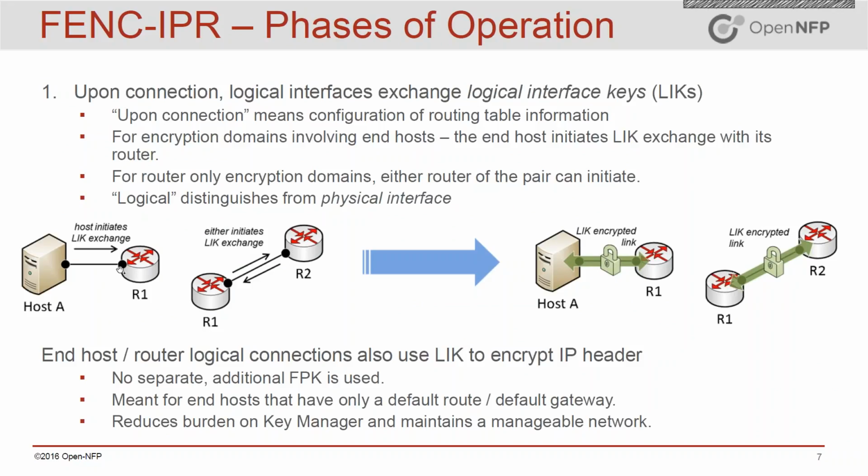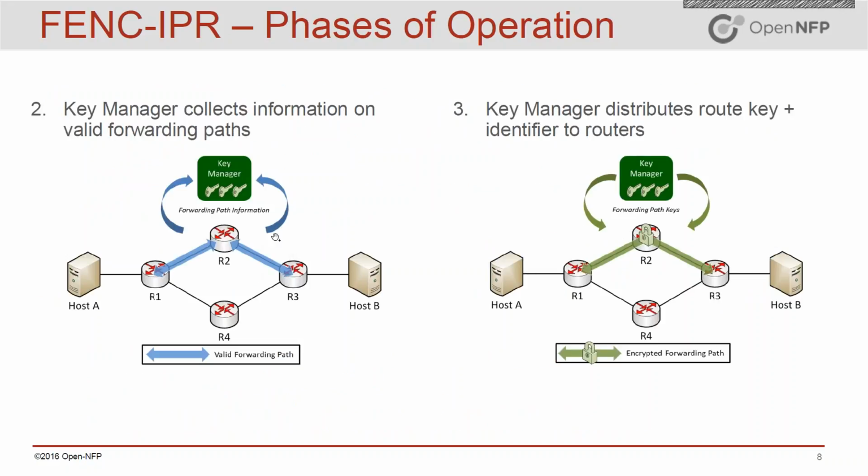The values of this logical interface key are going to be different than the forwarding path key, and it's used to encrypt that FENC-IPR header so that we don't have the forwarding path ID going over plain text in the packet transmission. There's a key exchange in the first phase of operation, between either a host and router, or router and router, and then you get that LIC encrypted link, the logical interface key being able to encrypt the FENC-IPR header. And then in another phase, there's the forwarding path discovery and key distribution, so that the original layer 3 header gets encrypted according to the forwarding path that's used.